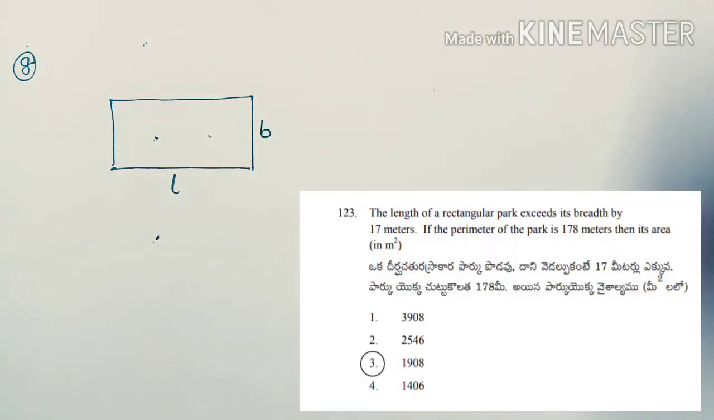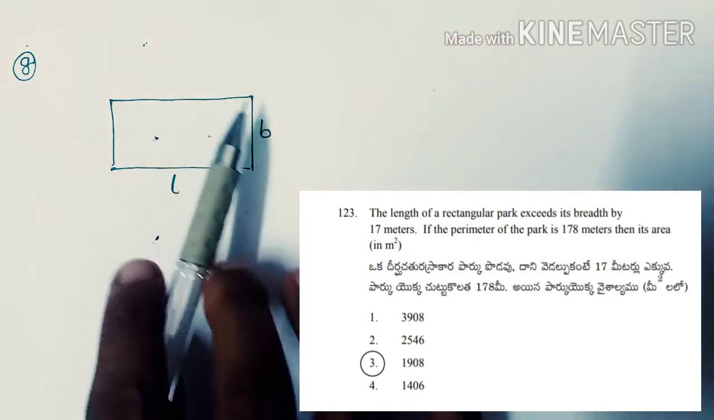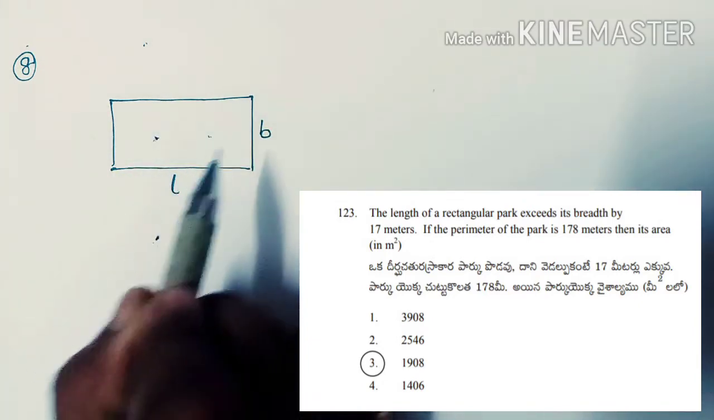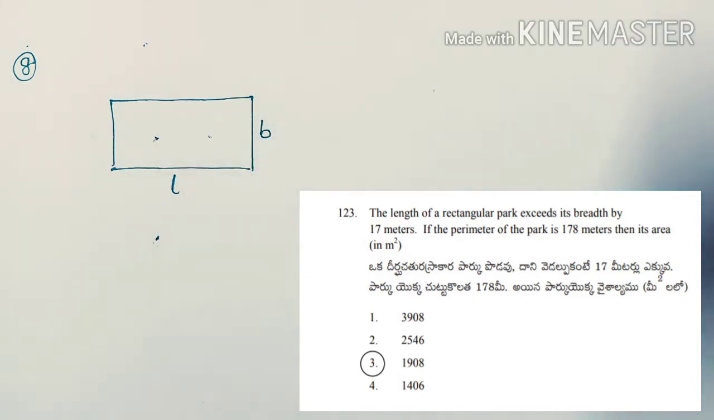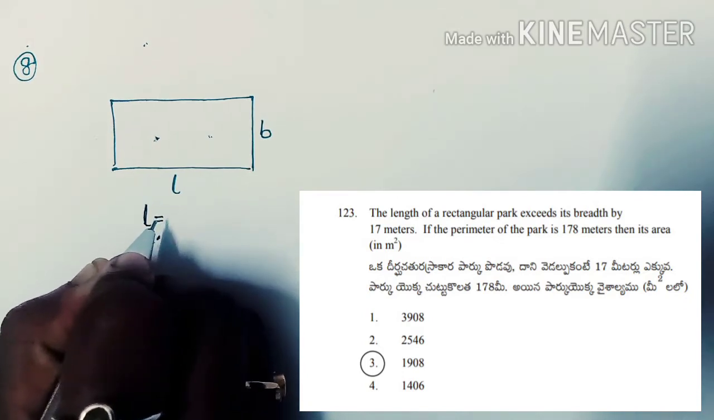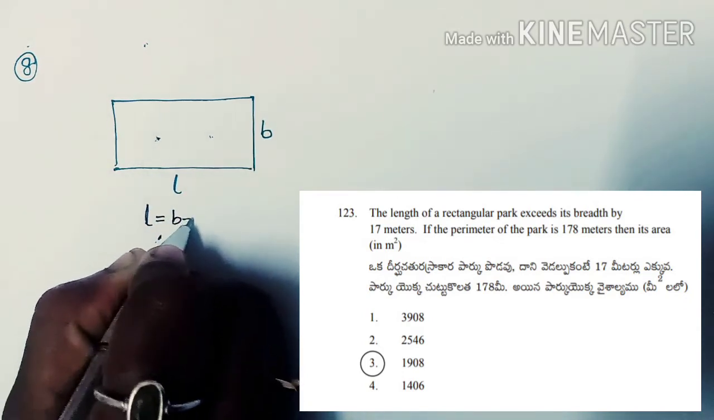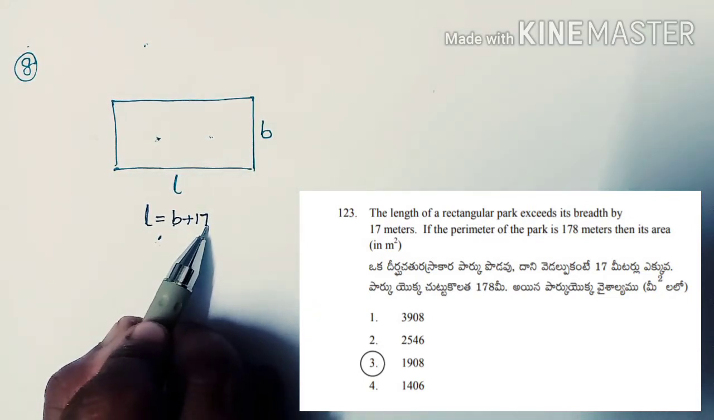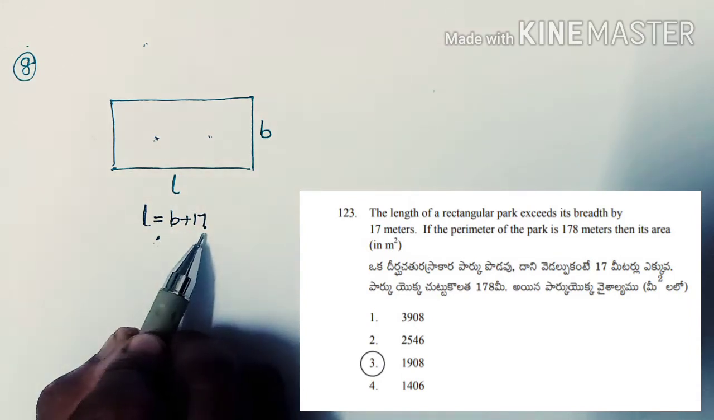The length of a rectangular park exceeds its breadth by 17 meters. If the perimeter of the park is equal to 178 meters, then its area is equal to? So given that the length of the rectangular park exceeds its breadth by 17 meters. First we take the rectangular park here, and L is equal to the length of the rectangle and B is equal to the breadth of the rectangle. So the given condition is that the length L exceeds its breadth by 17. That is L is equal to B plus 17. This is a given condition.